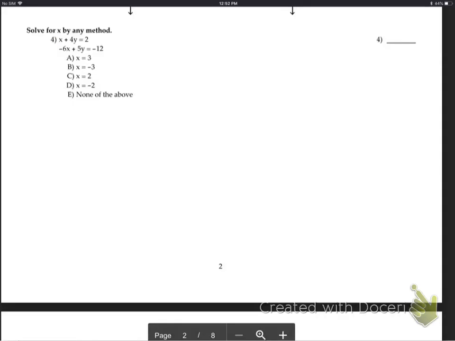All right, solve for x by any method. So, what do you think? What do you want to do? Substitute? Or do they get the 0 thing? Yeah, either way. I thought the negative 6x was... X plus 4y is 2. Negative 6x plus 5y is negative 12. Which way do you guys like? Get the x alone in the top one and plug it into the bottom one? Substitution, is that what you prefer?